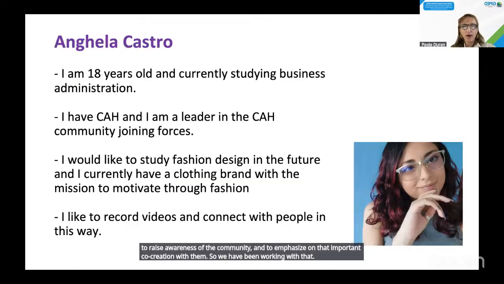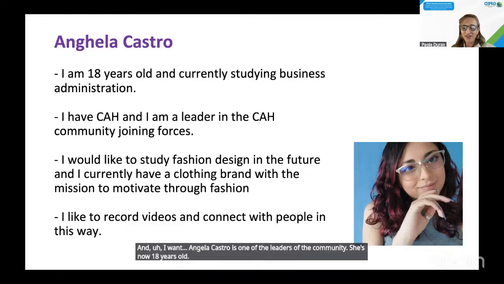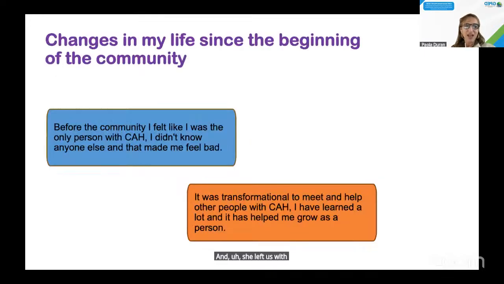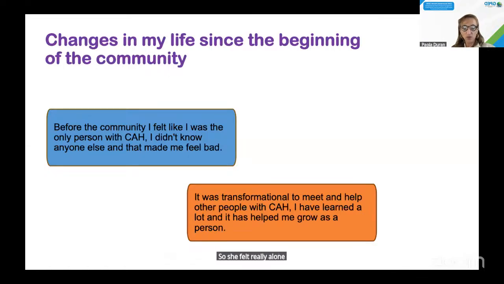Angela Castro is one of the leaders of the community. She's now 18 years old, and she left us with this message. She said that before the community, she felt she was alone. She was the only person. She didn't know anybody else that had CAH, and she had never talked to anybody else that lived with CAH. So she felt really alone, and she felt really bad.